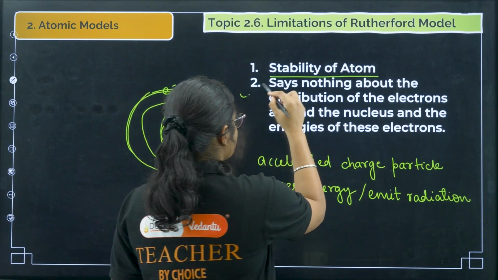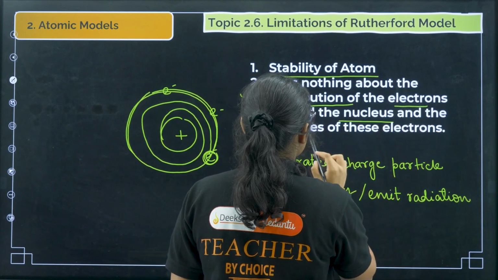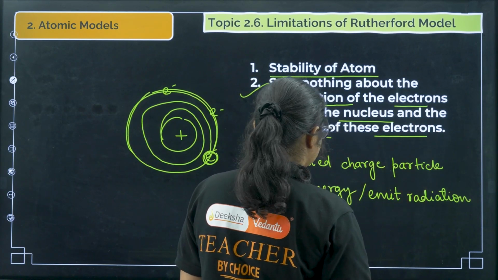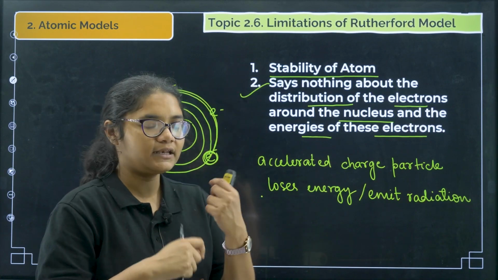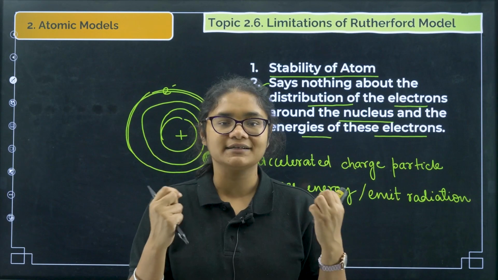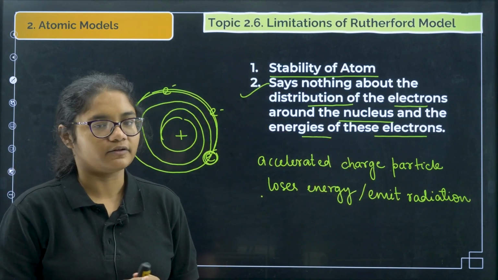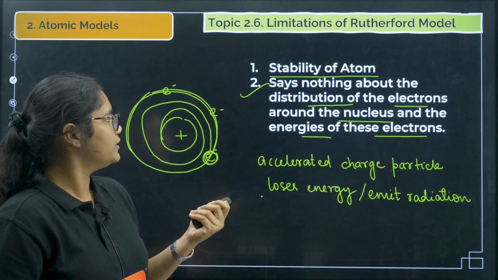Now coming to the second one, it says nothing about the distribution of the electrons around the nucleus and the energies of these electrons. We do not know how many electrons should be in each orbit, how they are moving, or what their energy is. Nothing about these topics was discussed in the Rutherford model. So these were the two limitations.